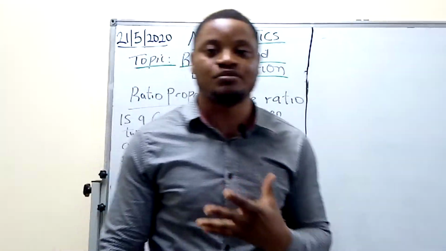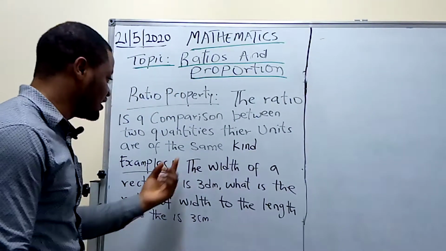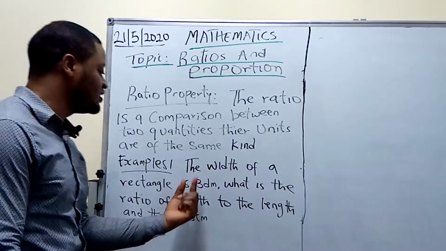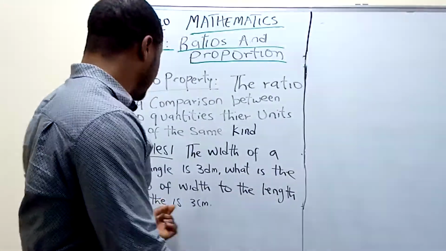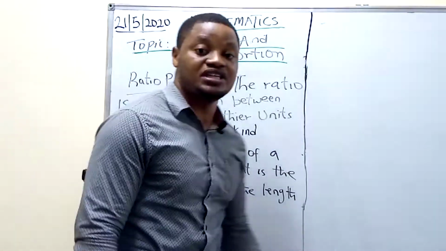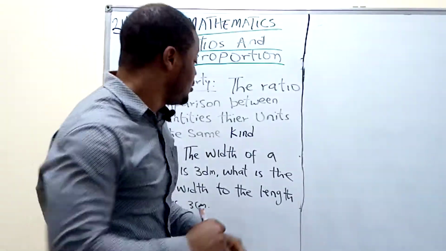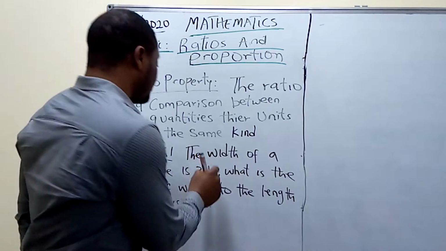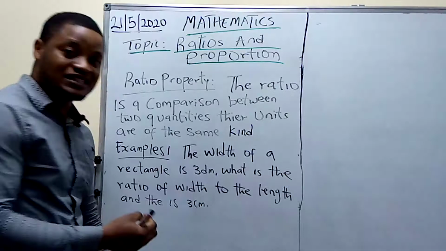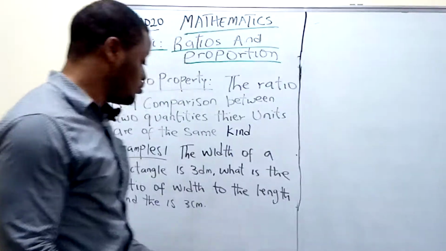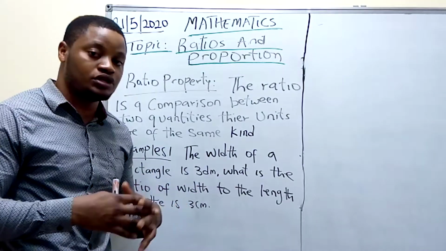I will give you one example in the form of a word problem. Example 1. The width of a rectangle is 3 decimeter. What is the ratio of the width to the length? And the length is given as 3 centimeter. Firstly, before you solve anything here, you have decimeter and centimeter. They are not the same. You have to convert the decimeter to centimeter. They should be equal before you can proceed in your solution.